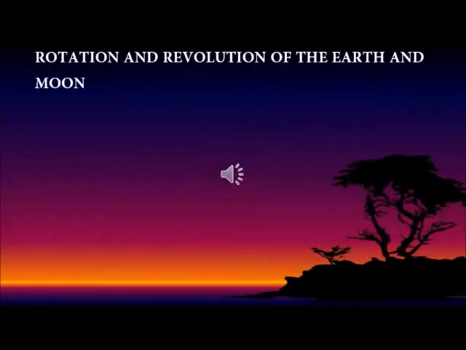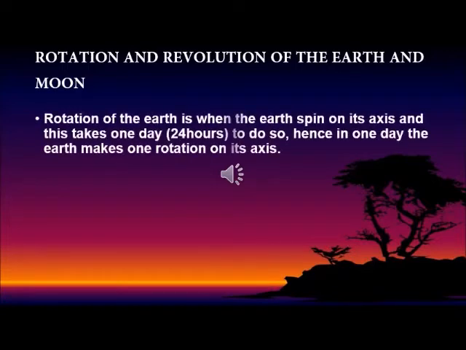Rotation and revolution of the Earth and Moon. Rotation of the Earth is when the Earth spins on its axis, and this takes 1 day, that is 24 hours, to do so. Hence, in 1 day, the Earth makes one rotation on its axis.